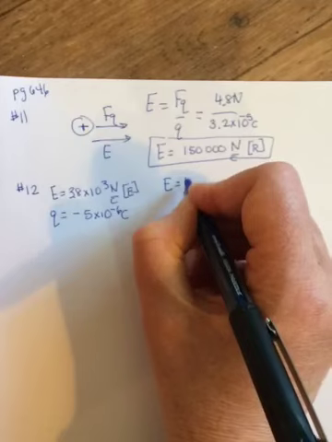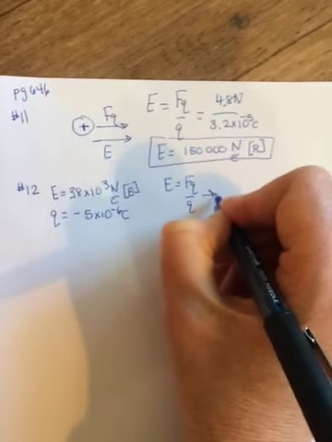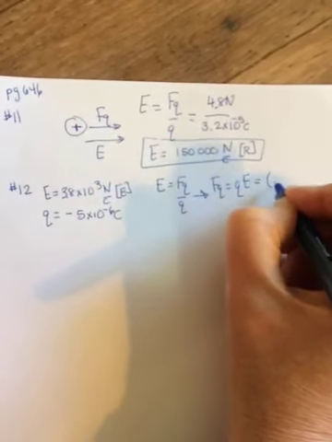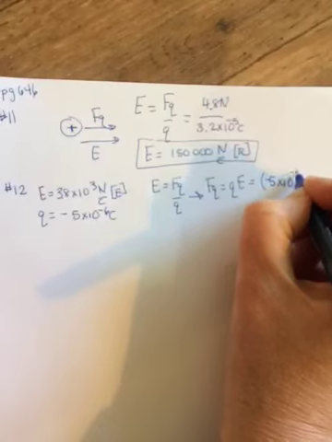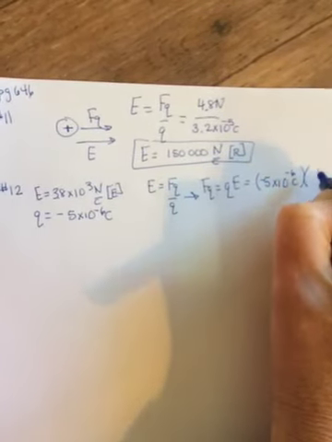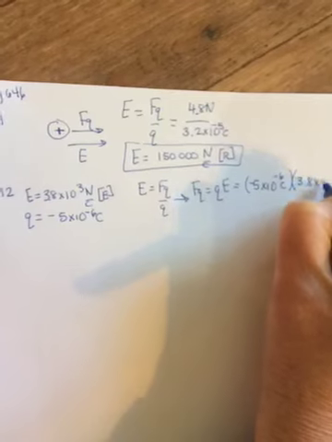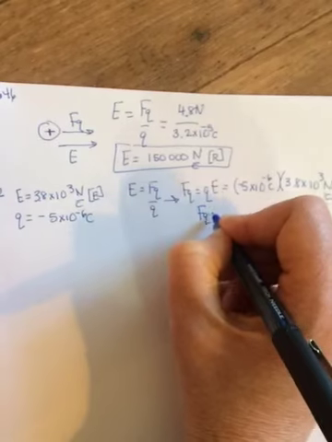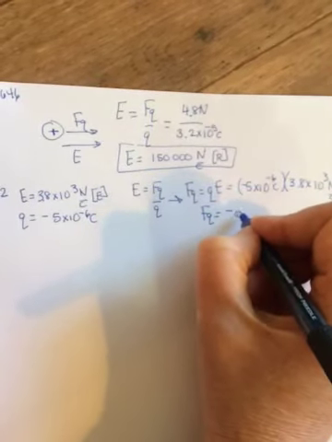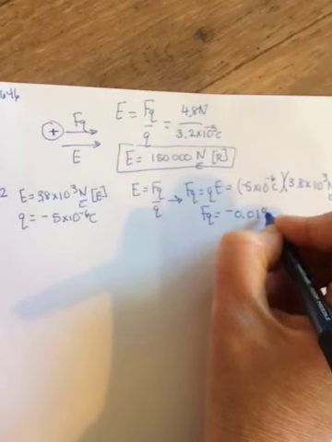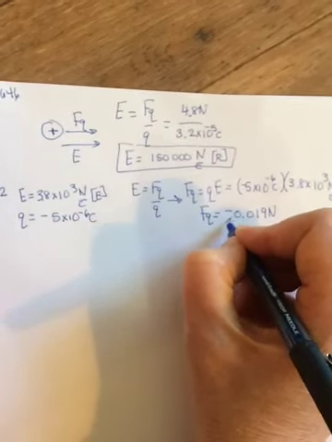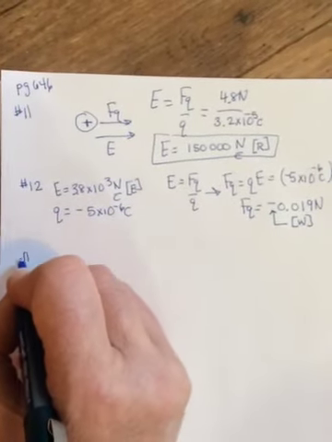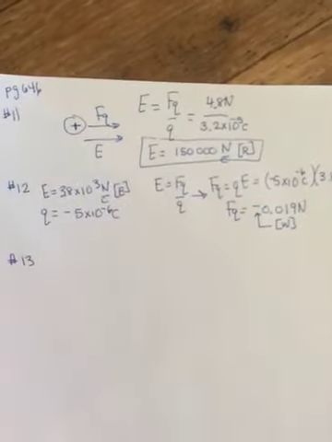So again, E is equal to F_Q over Q. So this time F_Q is equal to Q times E. So negative 5 times 10 to the negative 6 coulombs times 3.8 times 10 to the 3rd newtons per coulomb. What I get out ends up being a negative 0.019 newtons, and the negative means west. The force and the field should be in the opposite direction when you're placing a negative charge in the field.